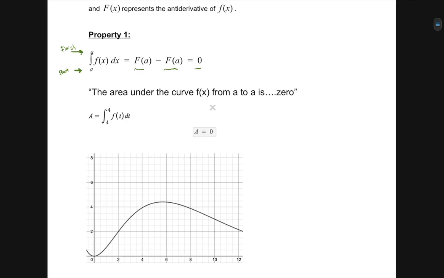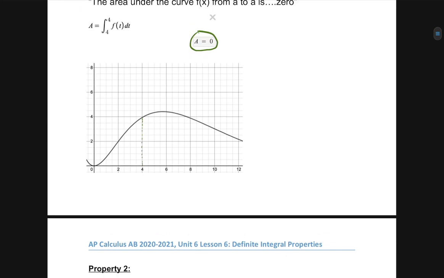If I say, what is the area under this curve from 4 to 4? Well, it doesn't have any width, so it can't have any area. So if you have a definite integral from a number to itself with a distance of 0, that definite integral is 0. So property number one, out of the way, right? That's a pretty straightforward one.